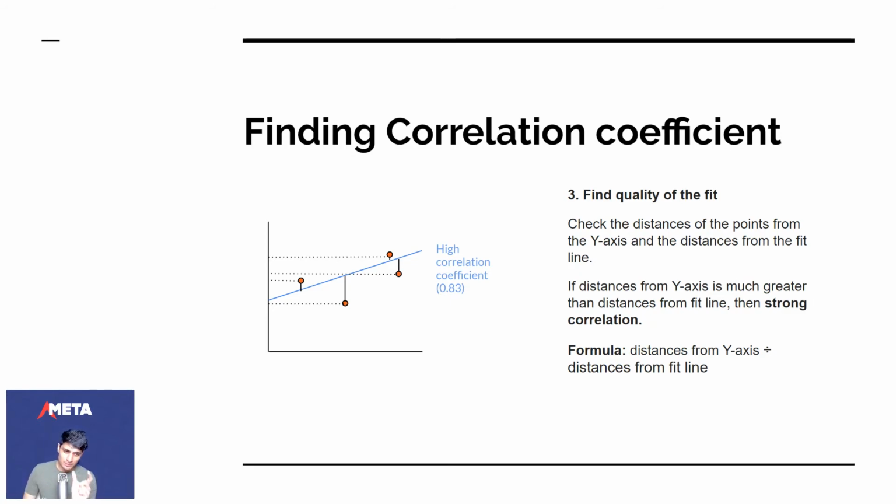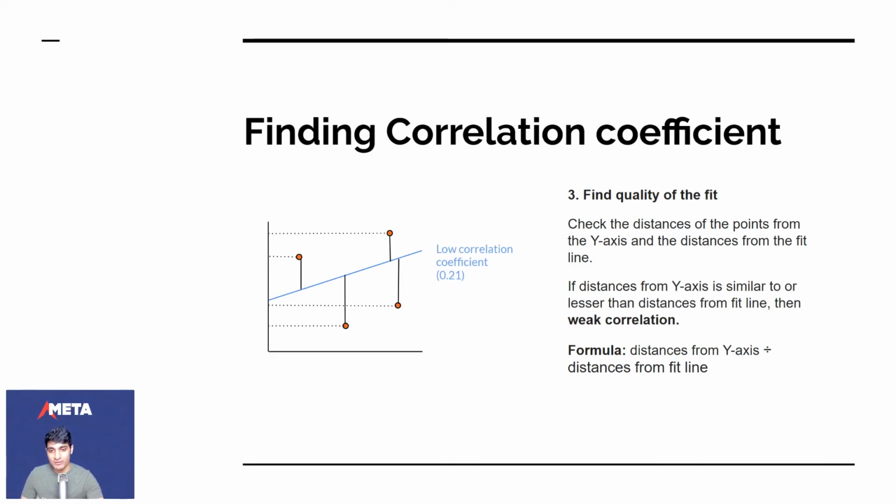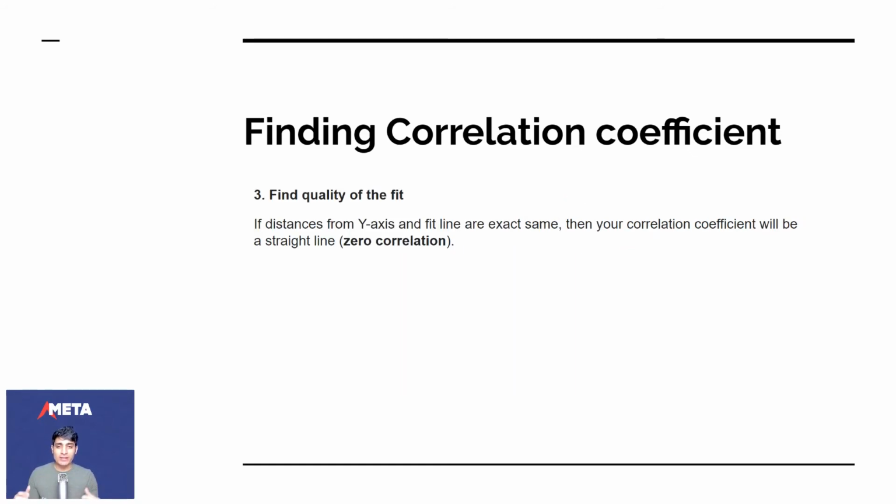And as you can see here, big distances from the y-axis, small distances from the fit line. And the previous one, big distances from the y-axis, but also big distances from the fit line, right? So weak correlation, strong correlation, right? And finally, if the distance from the y-axis and distance from the fit line are exactly the same, then your correlation coefficient will be a straight line, which means there's zero correlation between the two variables.